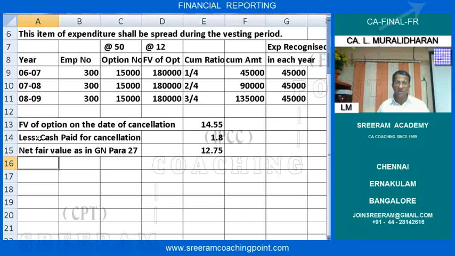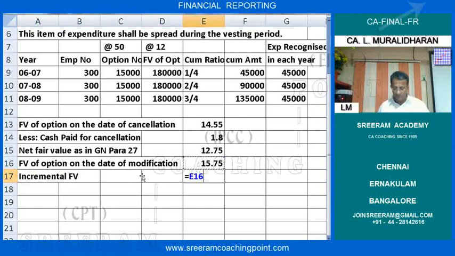This is the net fair value as on the date of cancellation, and the fair value of option on the date of modification we are given in the problem as 15.75. So therefore, incremental fair value as on the date of cancellation and modification is 15.75 minus 12.75. So please understand that this is the incremental fair value and this is the fair value.